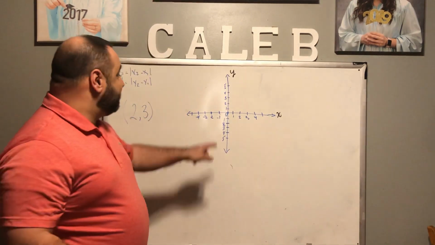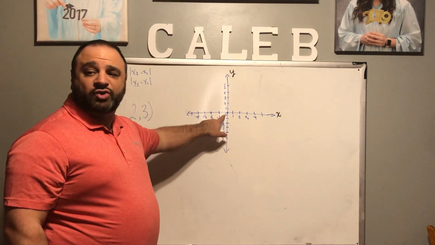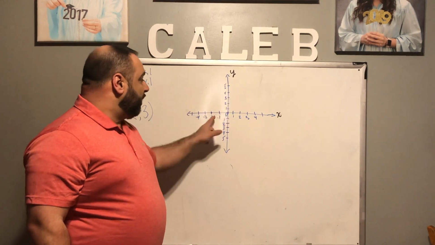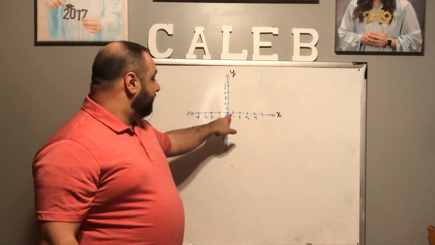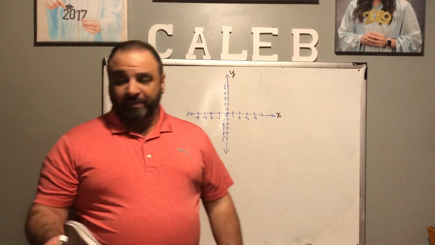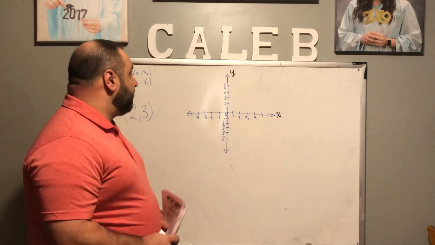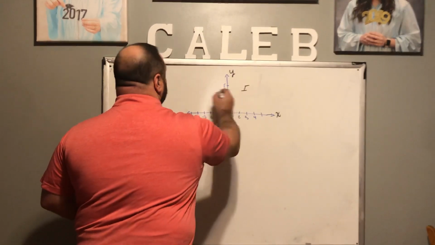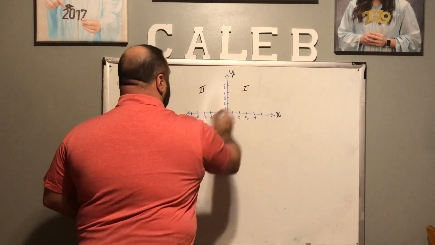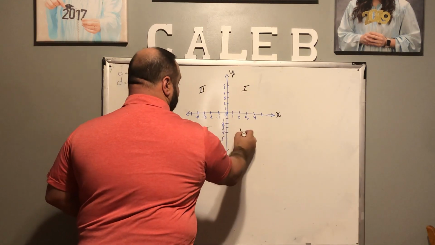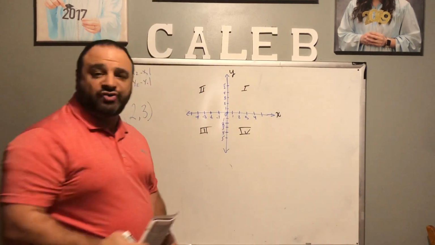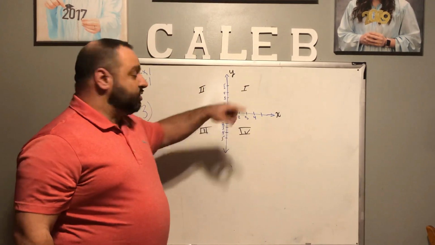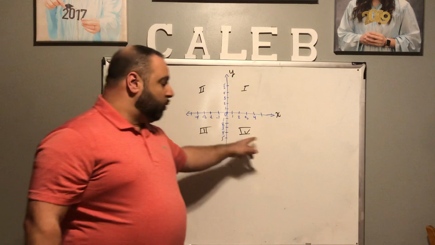Also, we want to know that the 0 here is called the origin. 0 is right where the perpendicular lines intersect. Now, one of the other things that we learned yesterday was that these areas are called quadrants. There are 4 quadrants. We have quadrant 1, and they go counterclockwise: quadrant 1, quadrant 2, quadrant 3, quadrant 4.